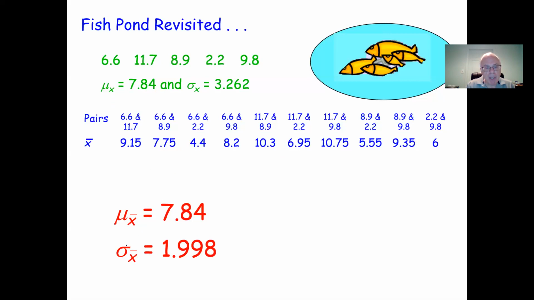Also notice that the standard deviation of the sampling distribution is less than the standard deviation of the population. And that will always be true if the sample is at least of size 2. We will always see the standard deviation of the sampling distribution to be lower than the standard deviation of the population.